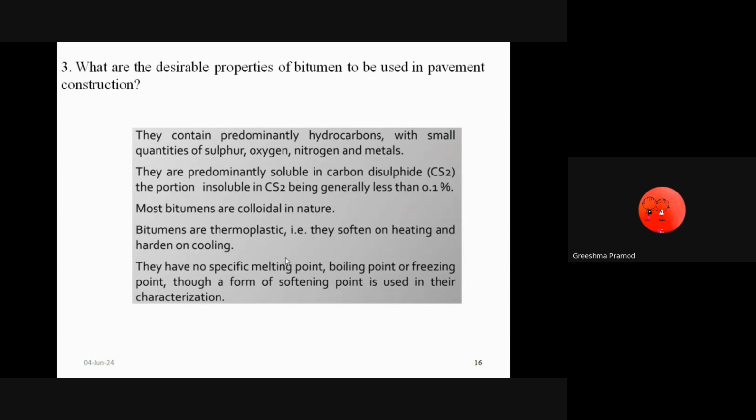What are the desirable properties of bitumen to be used in pavement construction? Mainly we can write: low temperature susceptibility; it contains predominantly hydrocarbons with small quantities of sulfur, oxygen, nitrogen, and metals; they are predominantly soluble in carbon disulfide; they are colloidal in nature. These points can be written: no stripping when exposed to water, ease of mixing, and adequate fluidity to coat evenly with the aggregates. You can write as many points as you want.